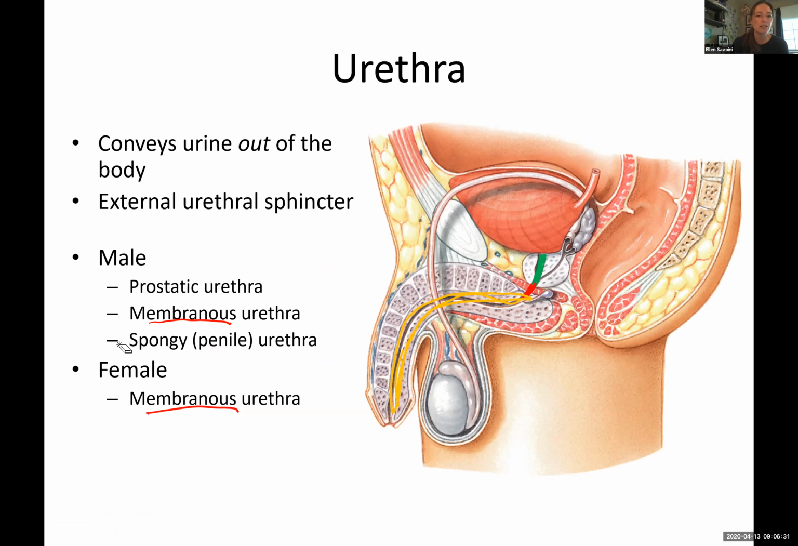It's also known as the spongy urethra. Now, the reason why it's a spongy urethra is going to become obvious when we do the reproductive system, but suffice it to say, the tissue here that surrounds it is known as spongy cavernosa. It's a type of erectile tissue that's specific to being around the urethra. So those three urethra for the male and the single urethra for the female. And, okay, that's it for urine and the kidneys.